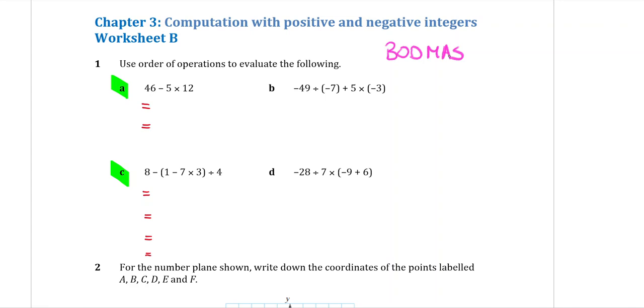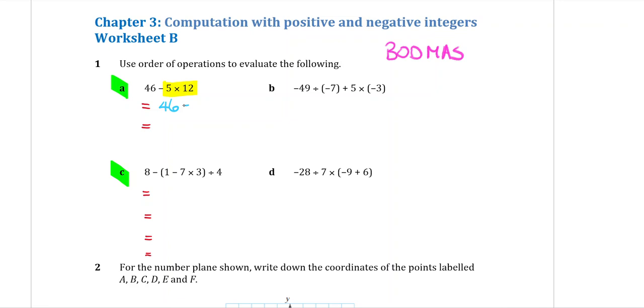So when I look at this question, I don't have any brackets, so don't have to worry about that. Skip the O. Now I'm looking for division and multiplication. There is a multiplication there. I have to do that first. So I'm going to highlight it. That's what I'm going to do. The 46, don't do anything with that and don't do anything with the minus sign. I'm just doing the multiplication that has to happen first.